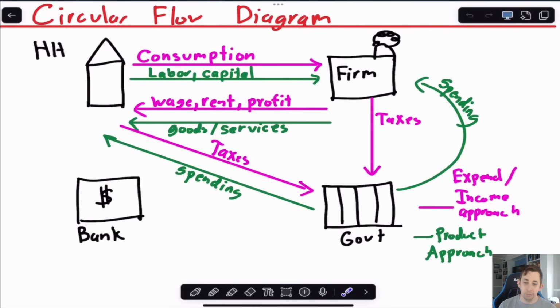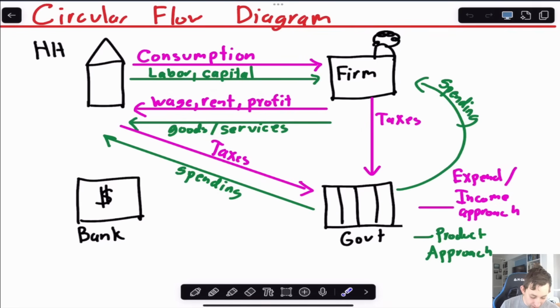Along with how we measure GDP is something that we call a circular flow diagram. A circular flow diagram just means how both money and goods and services are flowing in this economy. I'm just going to make it a little simple here. You've got households and firms. Households are going to buy things from firms, right? You go to Walmart and you buy stuff. So you are going to have consumption from those firms, and you are going to send your labor and your capital to those firms. In return, the firms are going to pay you a wage, a rent, and some profits if you own those firms, and they're going to sell you goods and services.